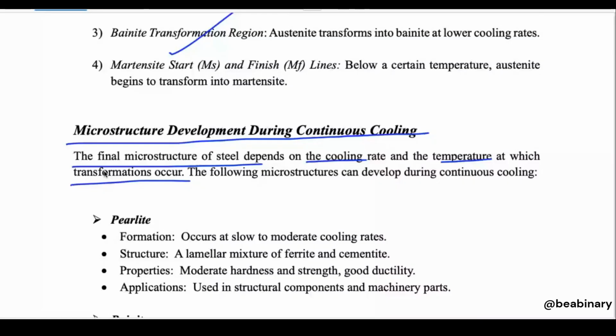Okay, the cooling rate, and at what temperature it transforms. The temperature at which transformation occurs decides the microstructure of steel, and that microstructure will decide the mechanical properties of steel. Okay, so the following microstructures can be developed during continuous cooling.